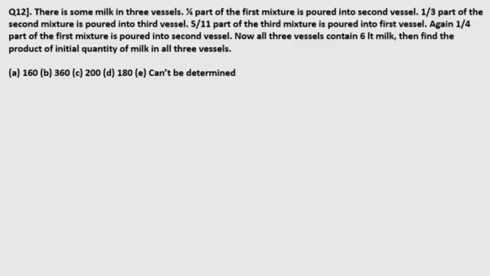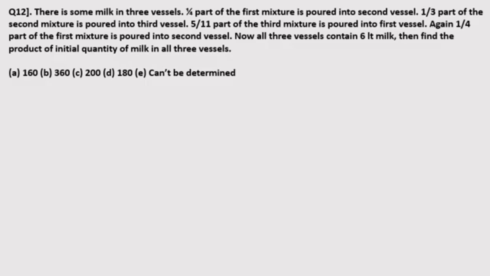Next question, and that says there is some milk in 3 vessels. 1/4 part of the first mixture is poured into the second, 1/3 of the second mixture is poured into the third, and 5/11 part of the third mixture is poured into the first vessel. Again 1/4 part of the first vessel is poured into the second vessel.